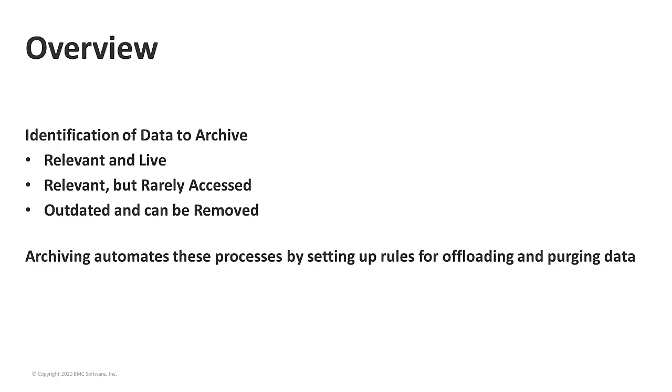Then finally, there will be data which is outdated. This should be archived. For example, the closed incidents that do not need to be searchable by end users, and also inbound or outbound email message records which are already processed. So this way you can decide which data to archive. Then archiving automates these processes by setting up rules for offloading and purging data.